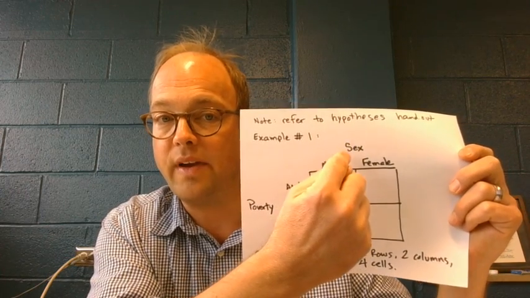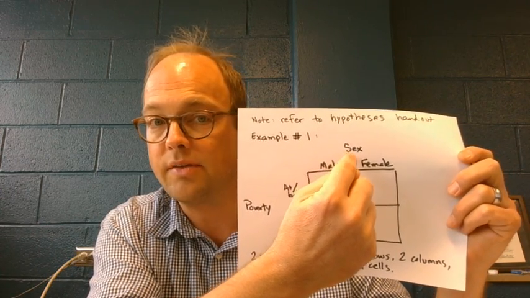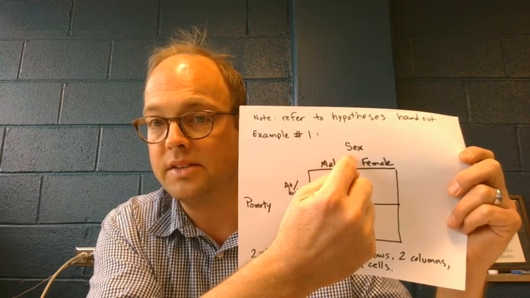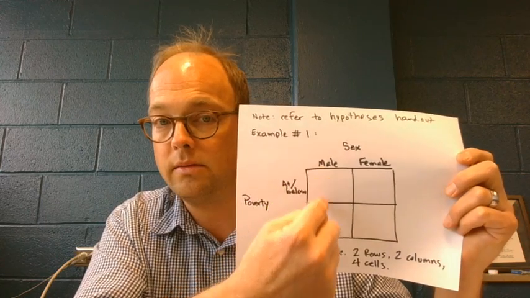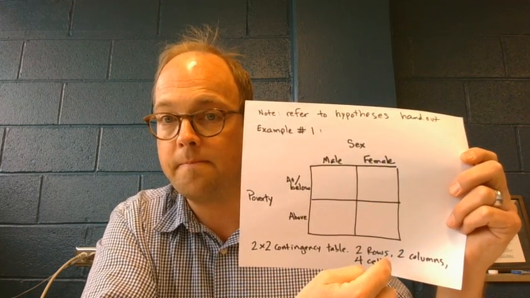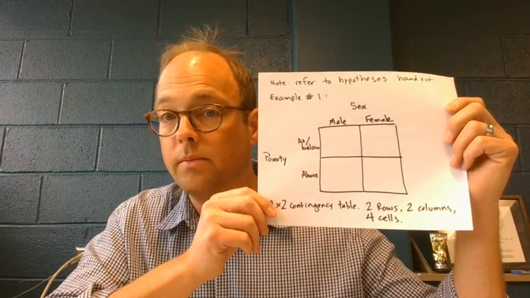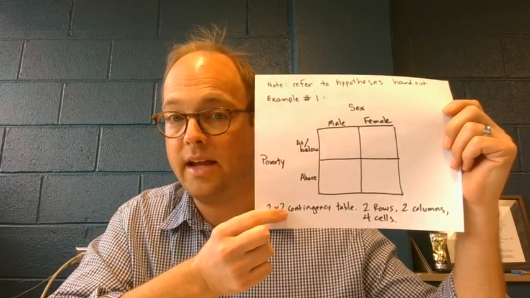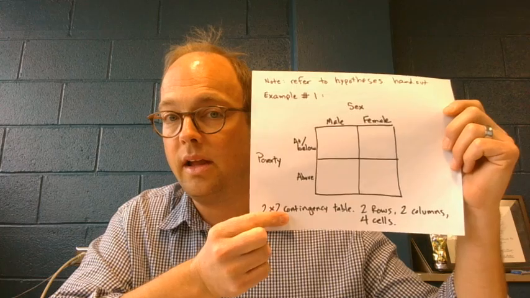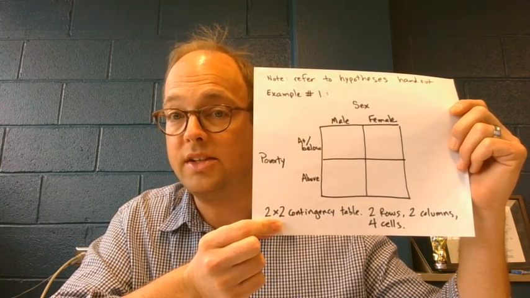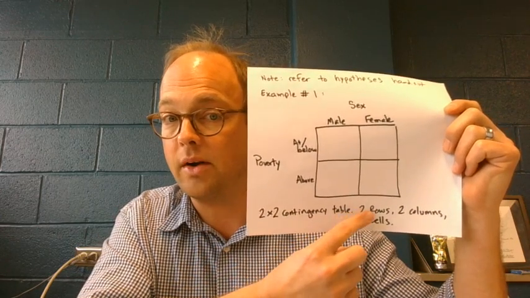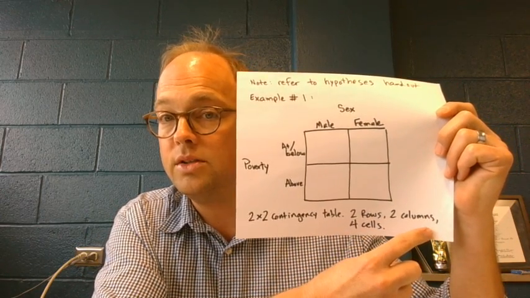Likewise, I've named this variable, which is represented in the columns. I've called this variable sex, and sex has 2 possible categories, 2 possible values, male and female, okay? So we have a grid, we have a table, specifically a contingency table, and this particular contingency table would be referred to as a 2 by 2 contingency table because there are 2 rows and there are 2 columns. Okay? Let's move on to the next example, example number 2.